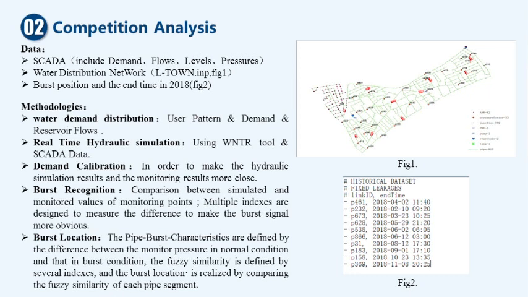Second, using WNTR tool and SCADA data to realize real-time hydraulic simulation. Third, calibrating node demand in order to make the simulation results and the monitoring results closer. Fourth, by designing multiple indicators, we quantitatively describe the difference between the real value and the simulated value of the monitoring point, so as to identify the occurrence and end time of pipe burst. Finally, the burst location is determined by comparing the fuzzy similarity of each pipe, which is designed according to the pipe burst characteristics.